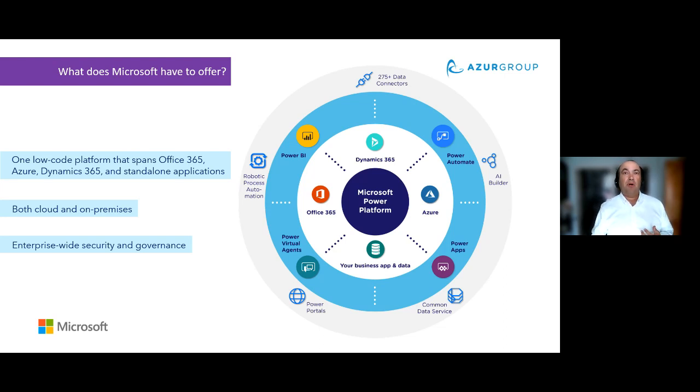And then there's some complementary services like robotic process automation or UI flows. There's a tool to build AI into your applications. There's a low-code tool to build portals and so forth. Now, Power Platform is the way that we extend Office 365 and Dynamics 365.